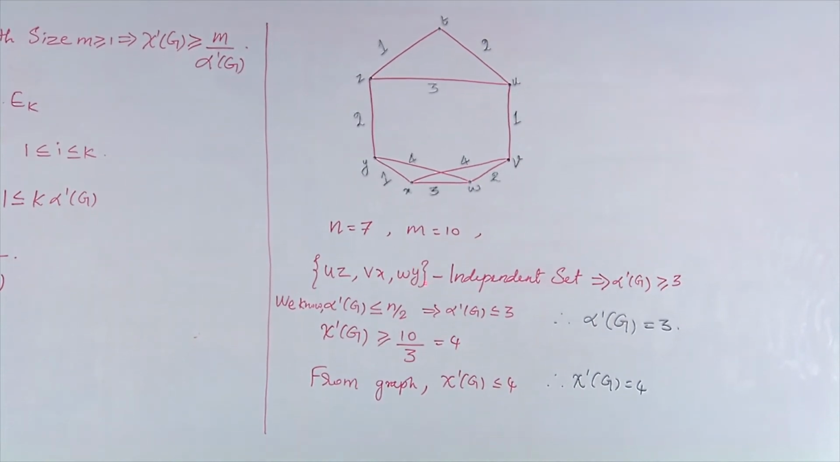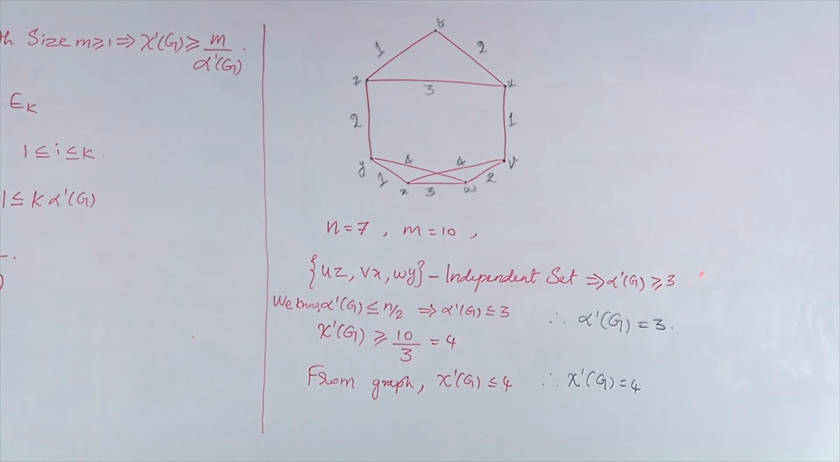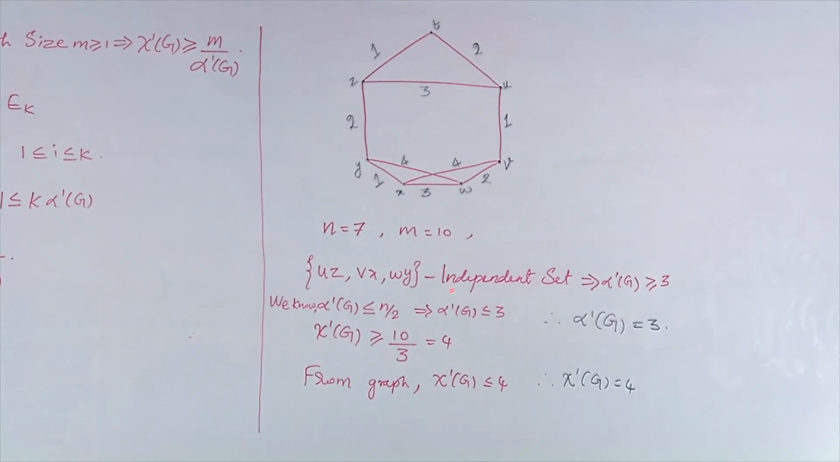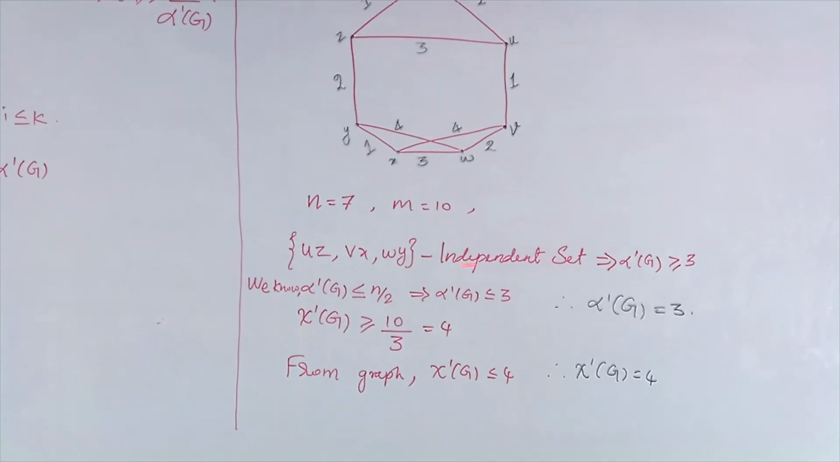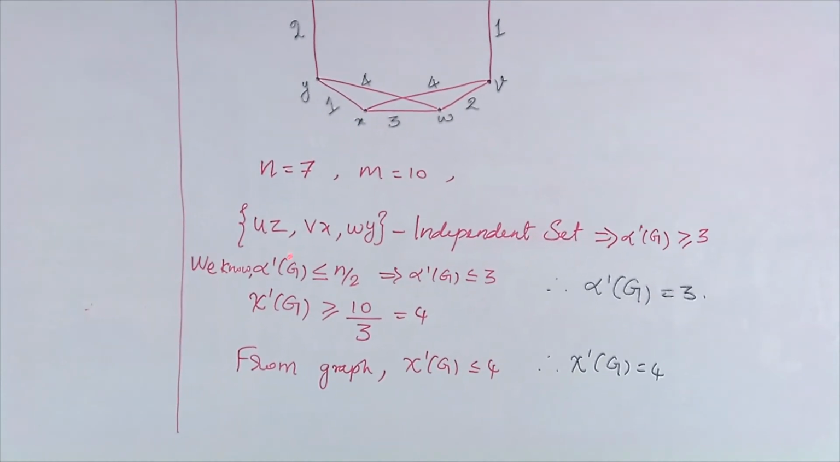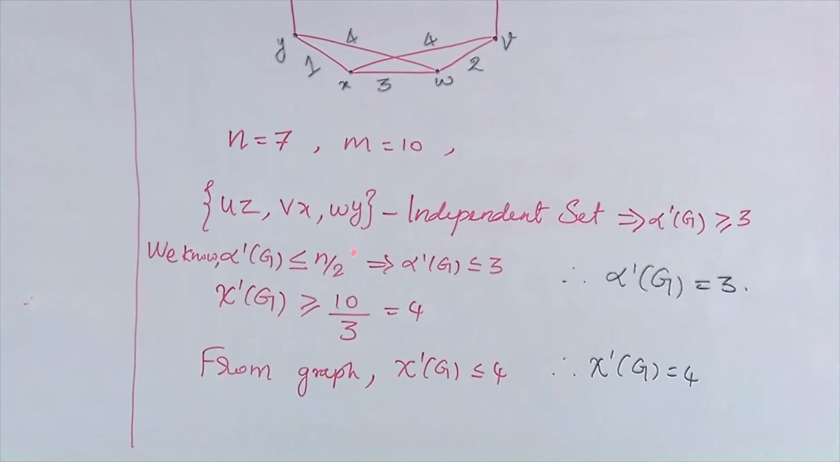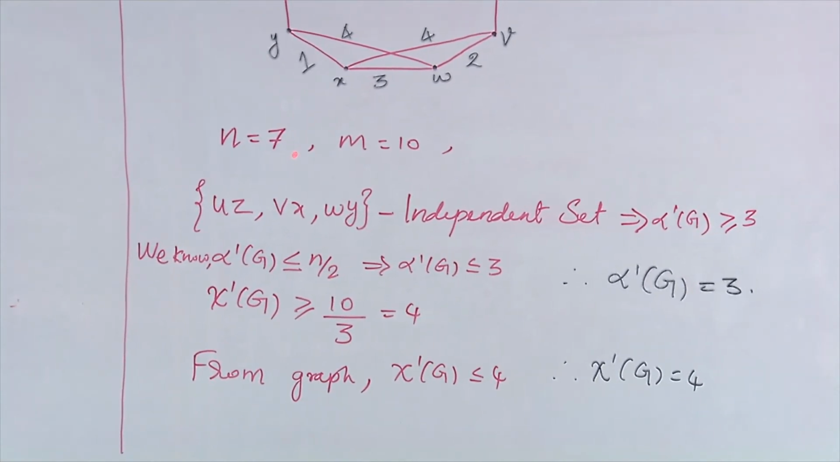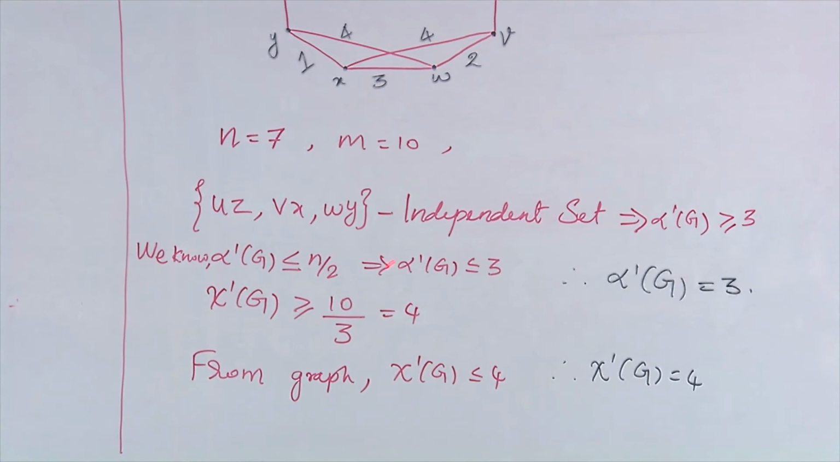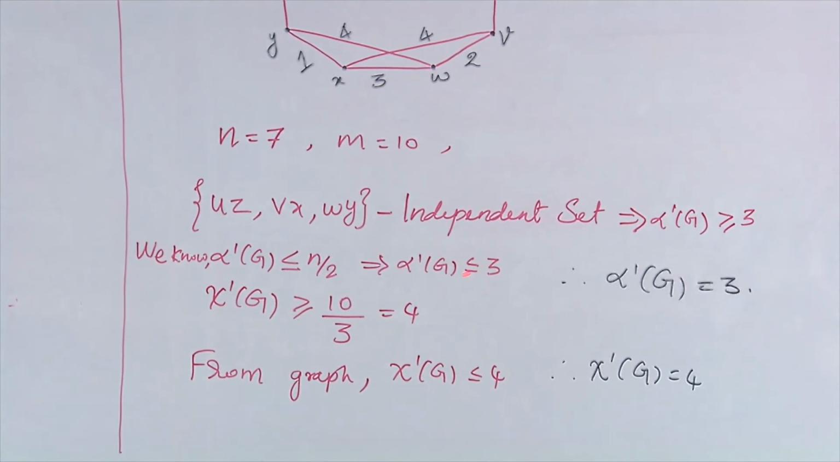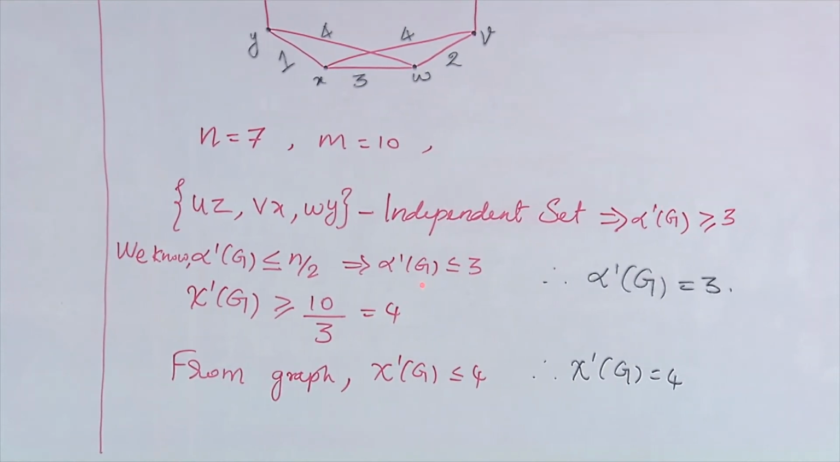Since here the cardinality is 3, my alpha dash of G should be greater than or equal to 3. And there is already an inequality regarding alpha dash of G that tells us alpha dash of G is less than or equal to n by 2. Here n is 7, so 7 by 2 is 3.5, and we are going to consider the floor function because of the less than or equal to inequality. Alpha dash of G is less than or equal to 3 here. So listen, here we had alpha dash of G greater than or equal to 3, and here alpha dash of G less than or equal to 3, which means alpha dash of G is equal to 3.